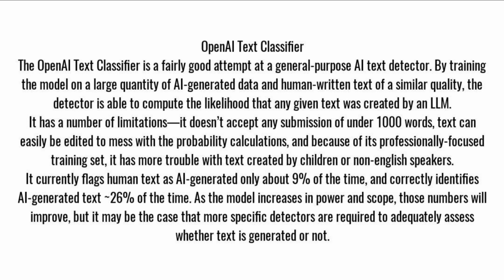It currently flags human text as AI-generated only about 9% of the time, and correctly identifies AI-generated text 26% of the time. As the model increases in power and scope, those numbers will improve, but it may be the case that more specific detectors are required to adequately assess whether text is generated or not.